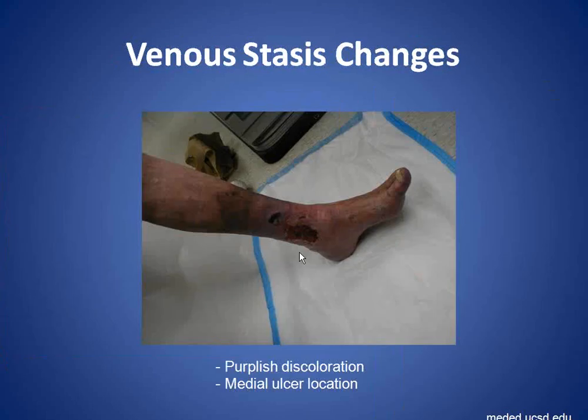Now these are more chronic venous stasis changes. Medial ankle is the common site. This is usually from venous insufficiency. The valves don't work, the blood pools in the foot, and the hemosiderin deposits start staining the skin. You get this brownish discoloration. The foot is more purple, as opposed to the arterial changes, which are usually on the dorsum, and the foot is typically white because it's not getting enough blood.